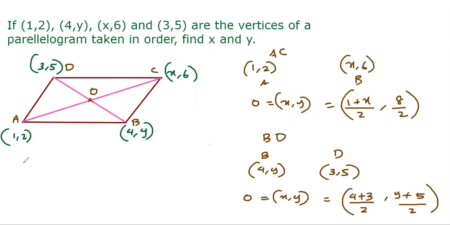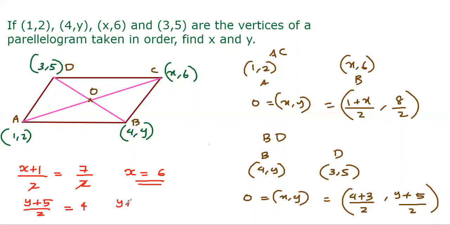So I'm equating the x coordinates now. That is (x + 1)/2 equal to (4 + 3)/2, that is 7/2. You can cancel this 2 and x will be equal to 7 minus 1, that is 6. Now you can equate the y coordinates, that is (y + 5)/2 will be equal to 8/2, that is 4. Now from here y + 5 equal to 8 and y is equal to 8 minus 5, that is 3. We need to find x and y. x will be equal to 6 and y will be equal to 3.